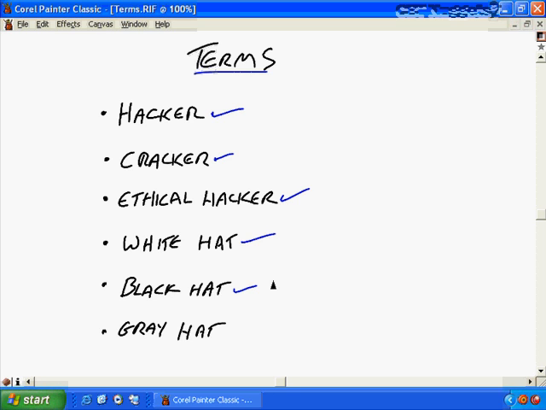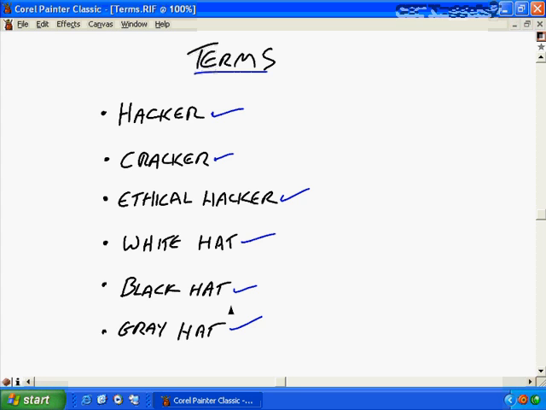This would be a hacker with malicious or destructive intentions. That would be somewhat synonymous with a cracker. And then finally we have the gray hat hacker. Now, as you can kind of imagine, the gray hat hacker is a combination between a white hat and a black hat. And we typically say that a gray hat is a person who alternates roles as a white hat or black hat hacker. Sometimes we say that they are a white hat by day and a black hat by night.